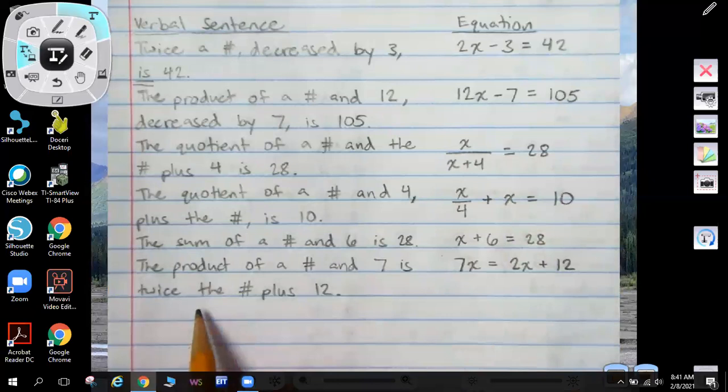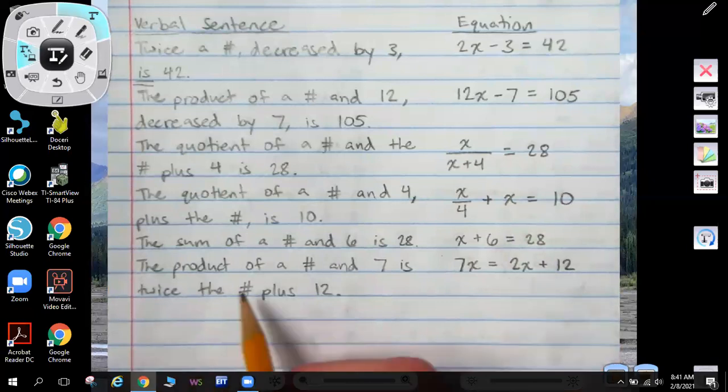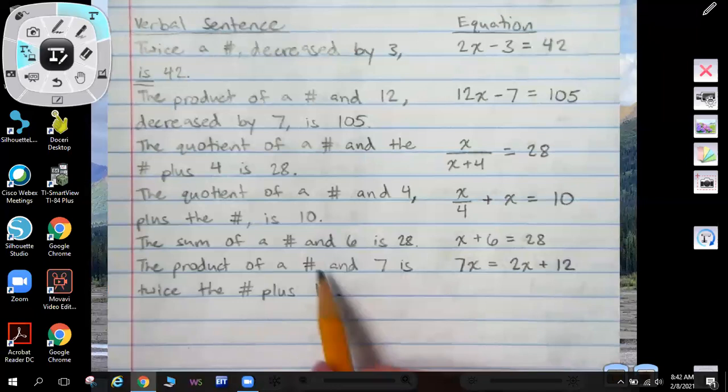So it tells us that the unknown number on the right side is the same as the one from the left side because it says the product of a number and 7 is twice the number. So the same number that we just used, not twice a number. So it matters that we use the same variable on both sides.